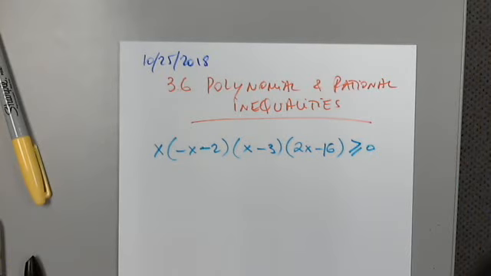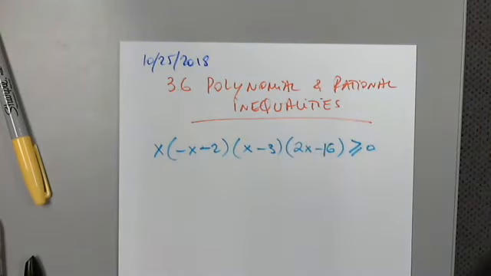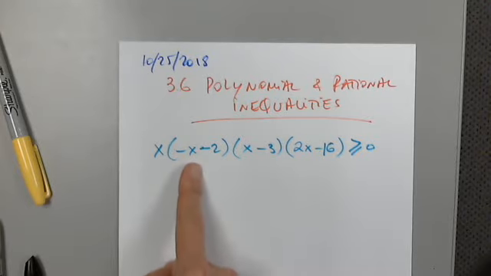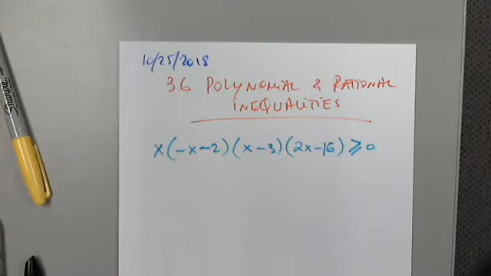Perfect. Okay, what type of inequality is this? Obviously, it's an inequality. But what type of inequality is it? We're talking about polynomial or rational. Obviously, it's not rational. It doesn't have a ratio. So it must be polynomial. How many factors do I see? 1, 2, 3, 4. 4 factors.